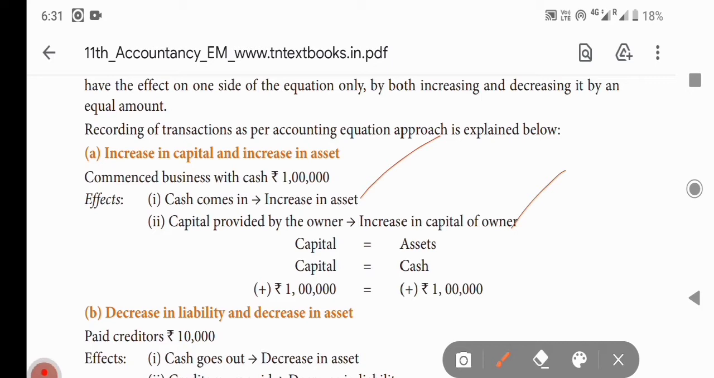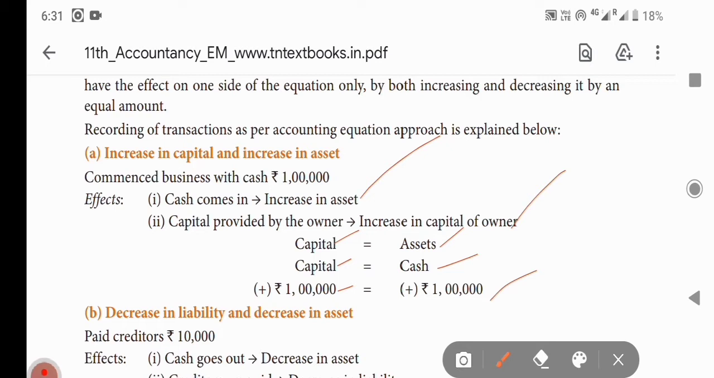So what is the equation? Liabilities plus capital is equal to asset. Here there is no liabilities, only capital is there. So we are considering the capital as well as asset. How much capital? 1 lakh rupees. Here what is the asset? Cash is the asset, so cash is 1 lakh rupees. So here the transaction is introducing capital, isn't it? So capital is increasing and the asset is also increasing.